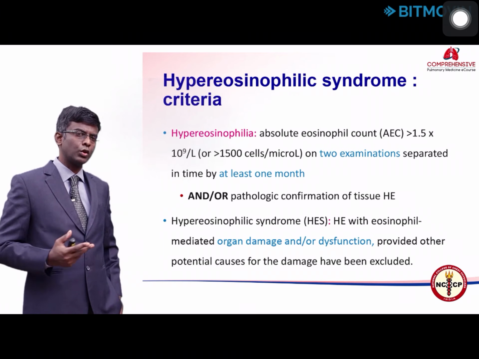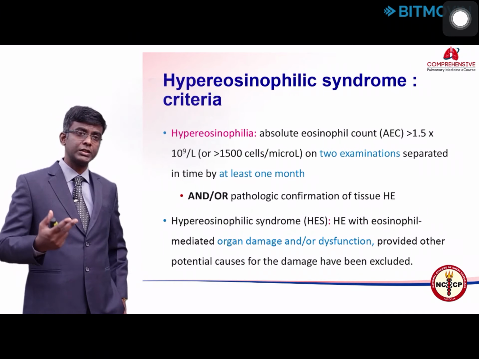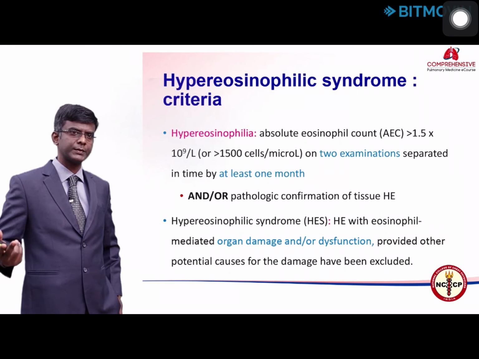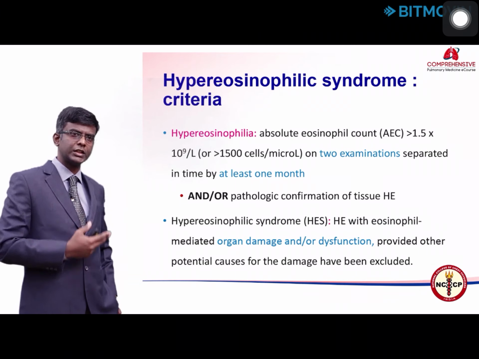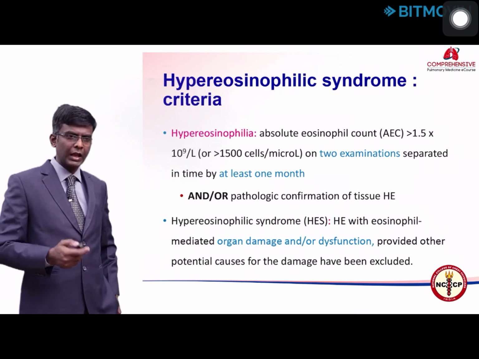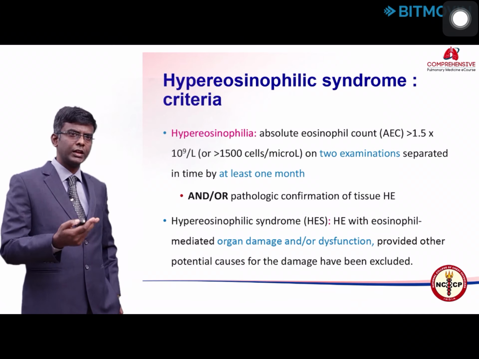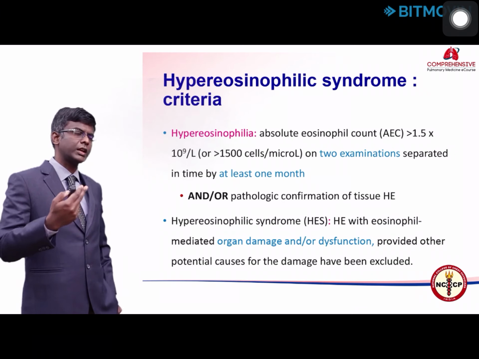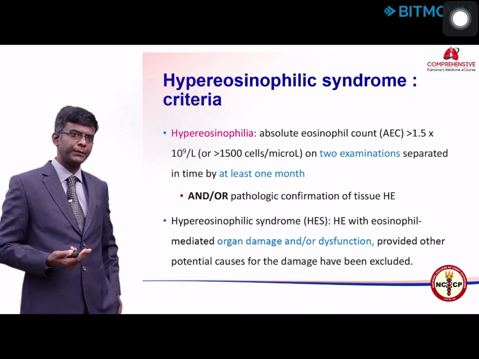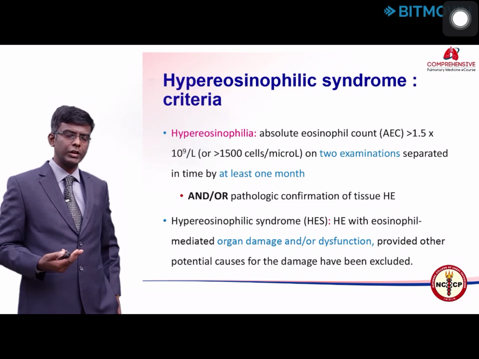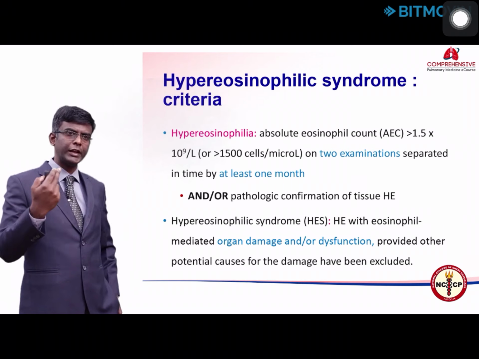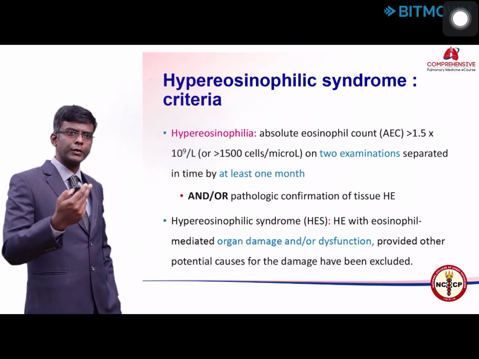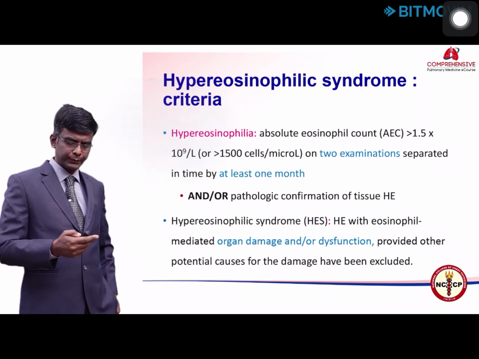So, this is in contrast to the earlier definition in which they suggested that you have to demonstrate this persistent eosinophilia for 6 months. Now, in the recent definition it has been reduced to 1 month, and this hypereosinophilia in the peripheral blood should be associated with and or pathological confirmation of tissue hypereosinophilia. How will you define tissue eosinophilia? If you have done a bone marrow, the bone marrow should have more than 20% of eosinophils.